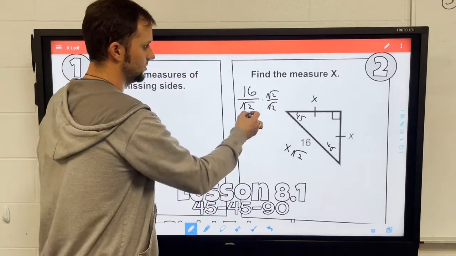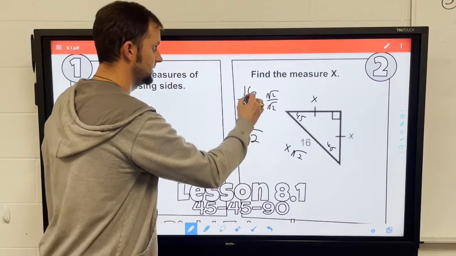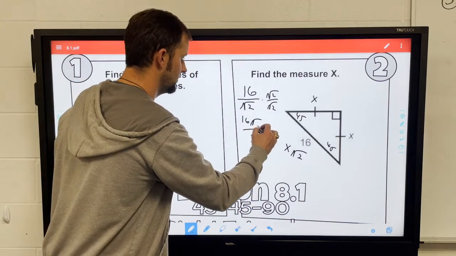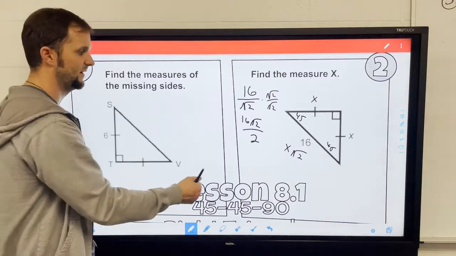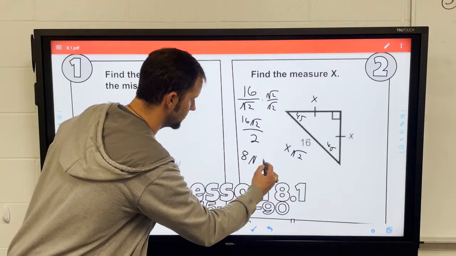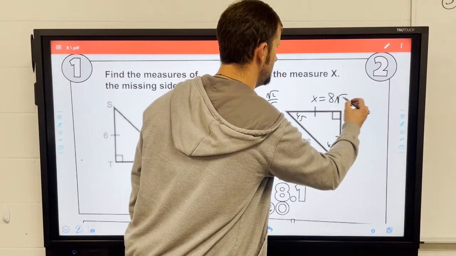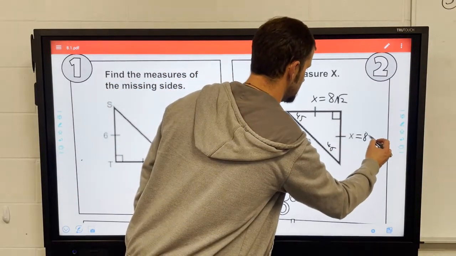Okay? So 2 times 2 is 4. Square root of 4 is going to give me 2. Then 16 square root of 2 is going to go on top. And so now I can simplify this by doing 16 divided by 2, which is going to give me 8 square root 2. So that means x, or both of my legs, are going to be 8 square root 2 in this instance.